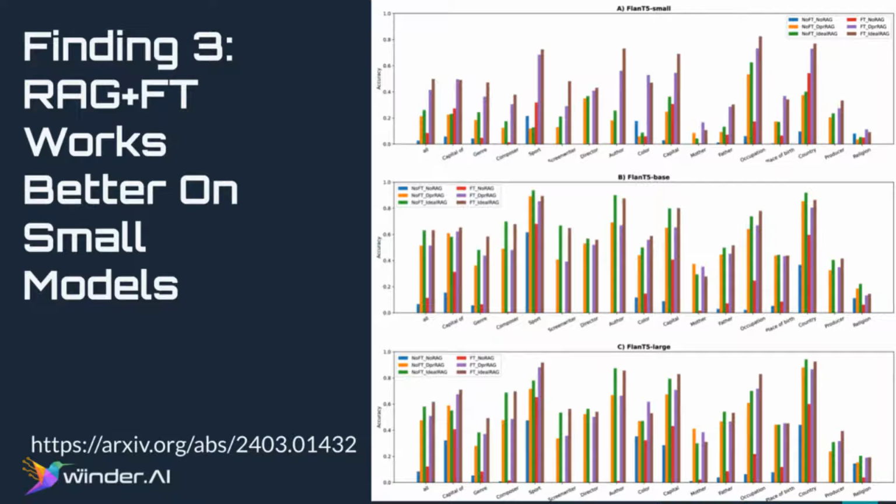Okay, finding number 3 is that RAG plus fine tuning tends to work better on small models. Again, in this paper, they found that for larger models, much of the knowledge that they're trying to imbue into this LLM has already been learned. And so further fine-tuning or RAG adds little to the results and sometimes negatively affects it. Whereas for small models, which contain less information, both RAG and fine-tuning really help. So again, it depends on whether you are using big models or small models.